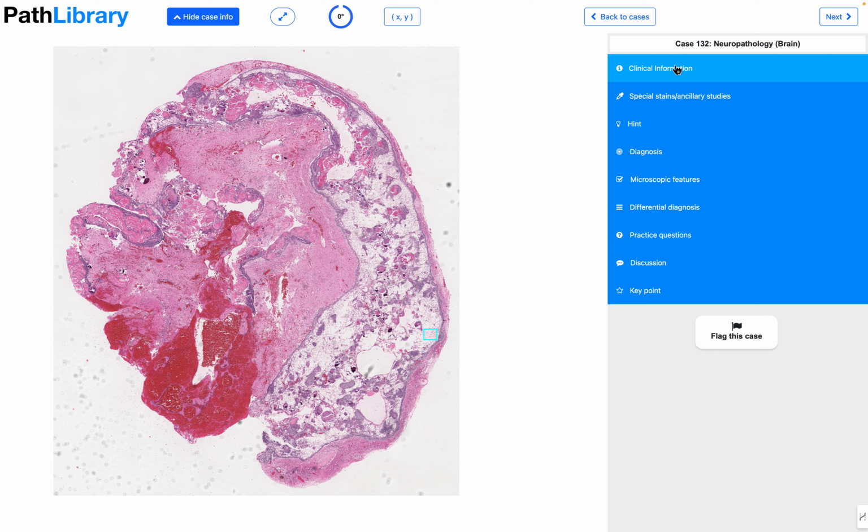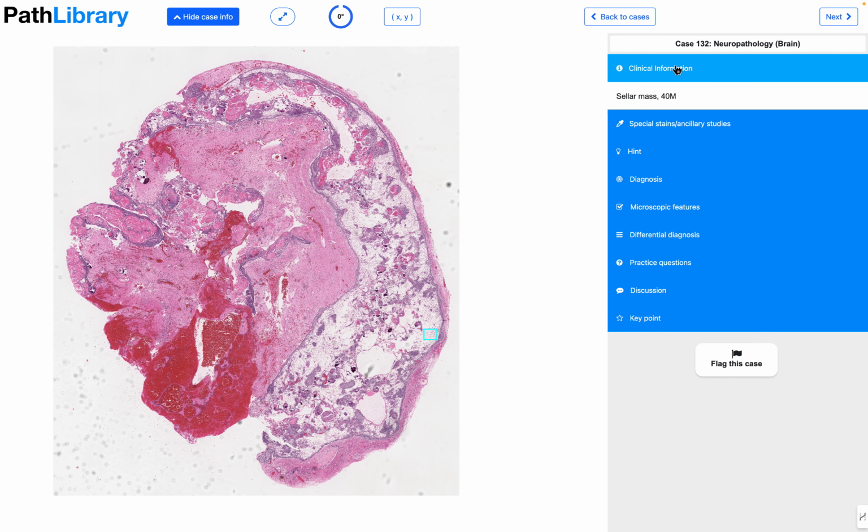Without further ado, thank you to Pathlibrary for this virtual slide. Today we do neuropathology. This is a sellar mass in a 40-year-old male.